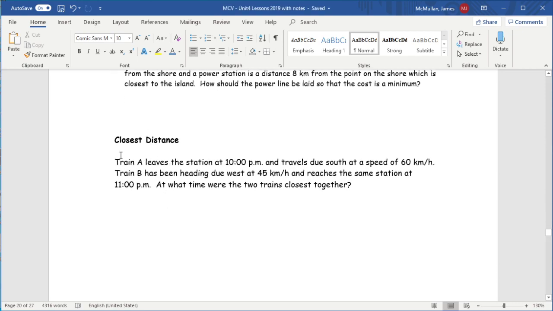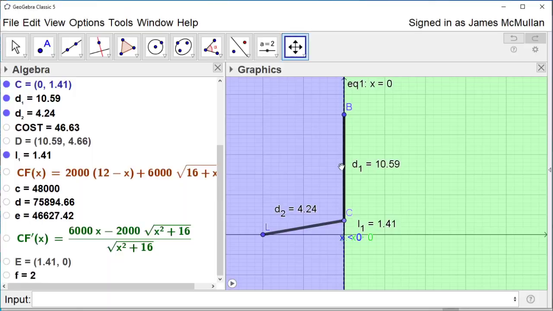Okay, now the other type of question we get is this kind of question with the trains. So it says, train A leaves the station at 10 p.m. and travels south at 60 kilometers an hour. Train B has been heading west at 45 kilometers an hour and reaches the station at 11 p.m. At what time were the 2 trains closest together?